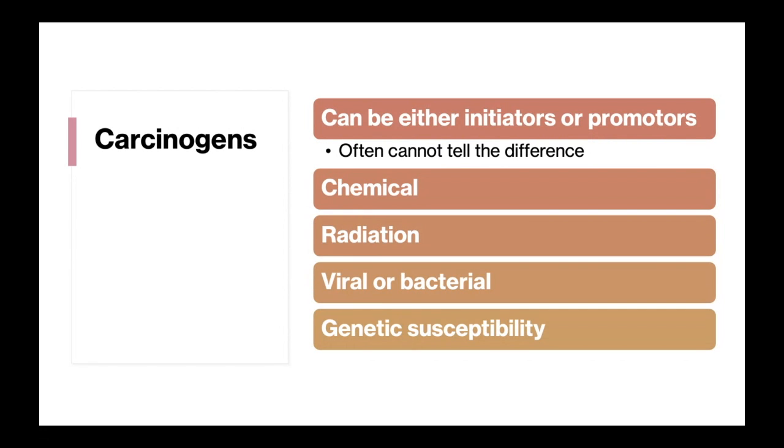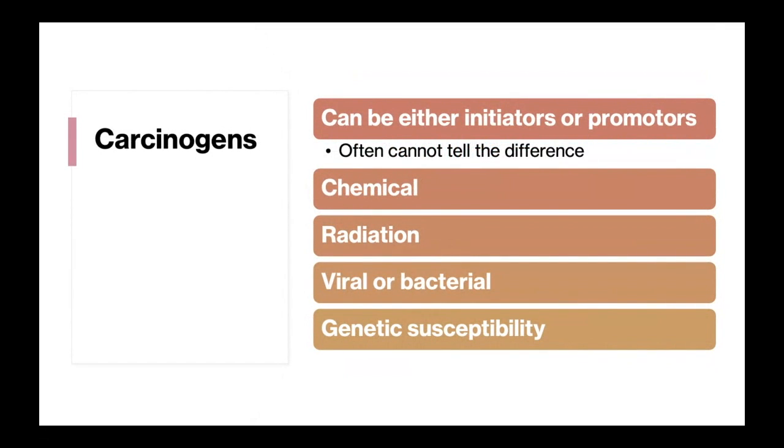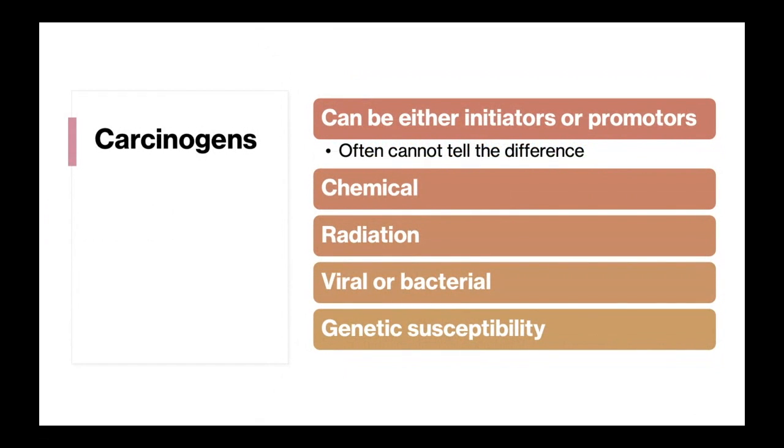Some things can be initiators or promoters, meaning that they do the second step as well. So, for example, cigarette smoke would initiate the cellular damage, but then would keep that going, right? If you didn't stop smoking, it would promote that. So there's different kinds of carcinogens. Carcinogens are things that initiate. So different carcinogens, you have chemical, you have radiation, you have viral or bacterial, and that's right there. That's the HPV. And then obviously genetics are going to play a huge role.